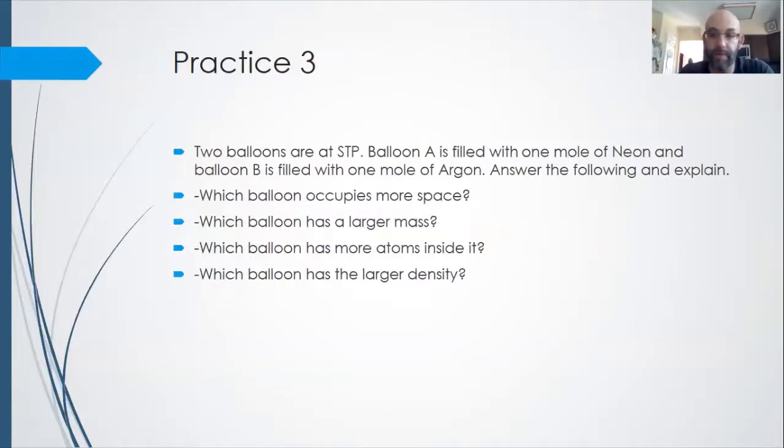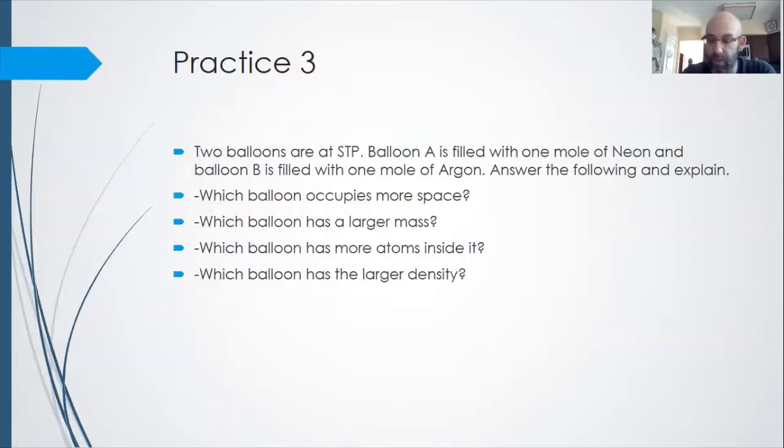Which balloon has more atoms inside of it? They're the same. They both have a mole. 1 mole is always 6.022 times 10 to the 23rd of anything. So in this case, it's atoms of neon in one balloon and atoms of argon in the other balloon. Same number of atoms in each balloon, so same.